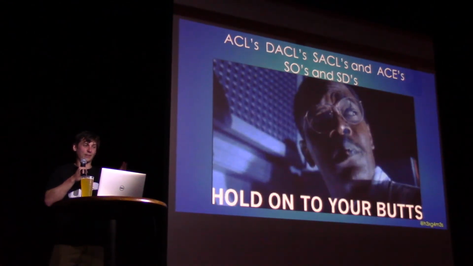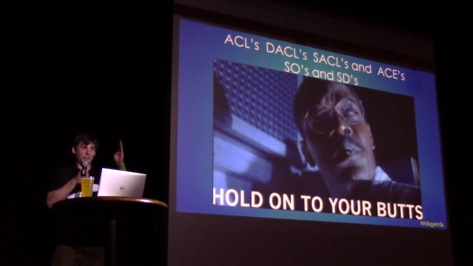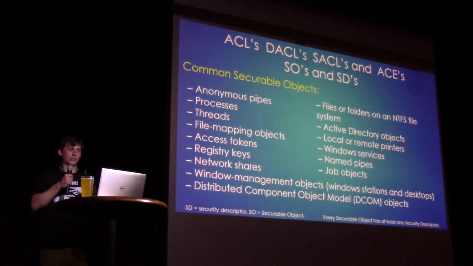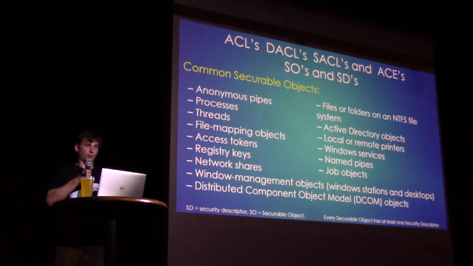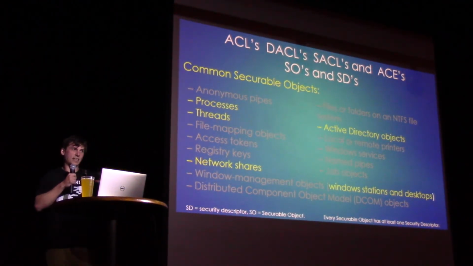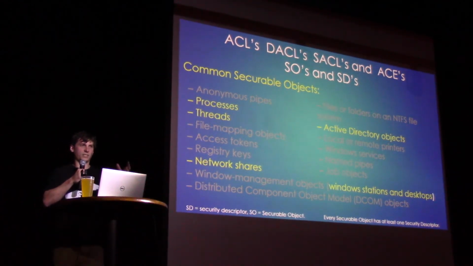Now, I'm going to try to cover ACLs, DACLs, SACLs, ACEs, and SOs and SDs here, which gets a little bit deeper, but I'll try to make it easy. SOs and SDs are securable objects and security descriptors. Every securable object has at least one security descriptor, and basically everything in Active Directory is a securable object because they're all going to have permissions to access anything. Some common ones are processes or threads, network shares, window stations, and desktops.